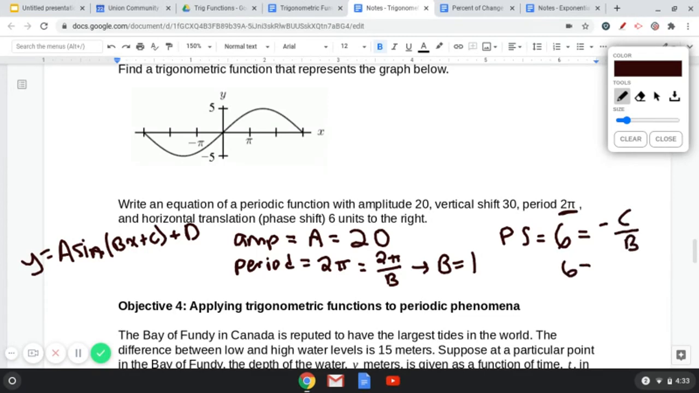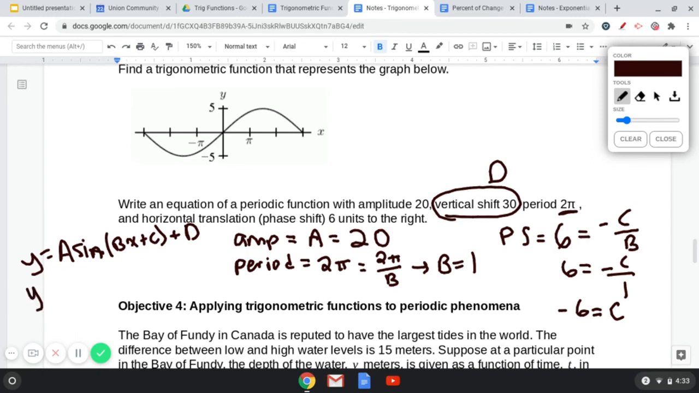All right, so that means 6 is equal to negative c divided by b, which is 1. So we have to find the negative of c, some number c, to equal 6. So this means negative 6 has to equal c. And then this vertical shift 30, well, that's just our d value.